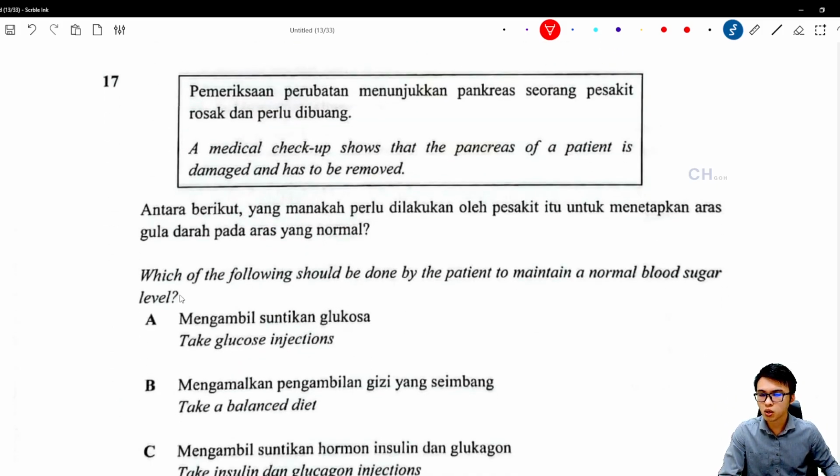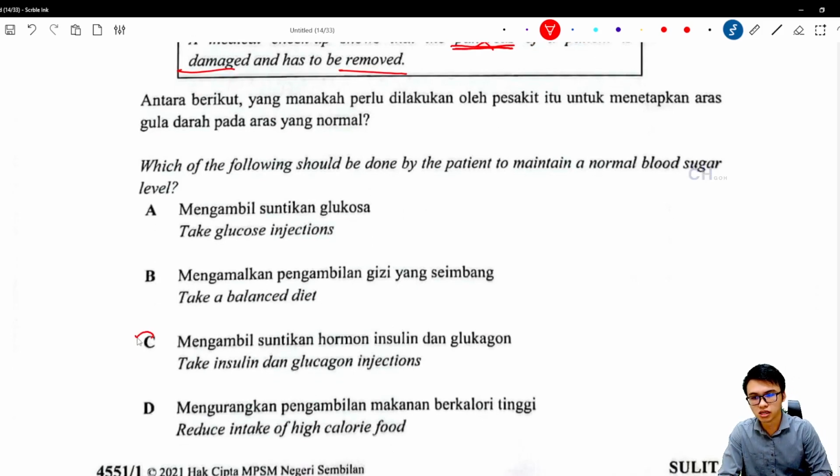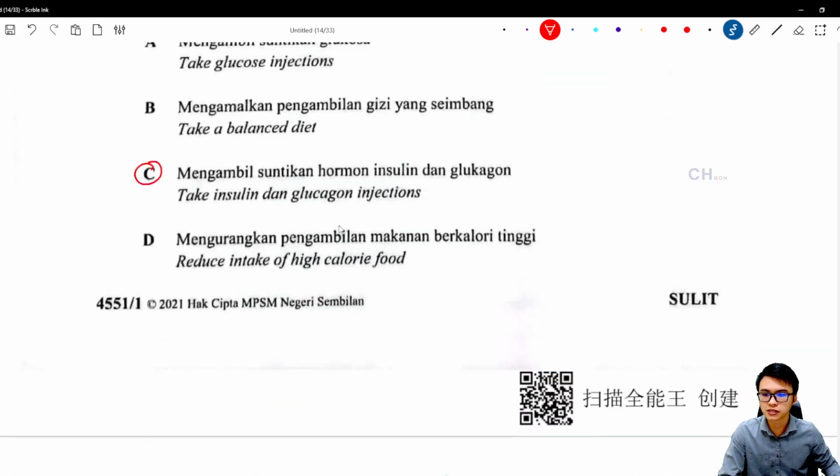Question 17. Which of the following should be done by the patient to maintain a normal blood sugar level? The statement here is talking about the pancreas being damaged and removed. The pancreas has the function of releasing insulin and glucagon. Without the pancreas, you are not going to release insulin or glucagon. So in the end, you need to take in insulin and glucagon by injections, or else how can you maintain the normal blood sugar? Correct or not? So the answer is C.